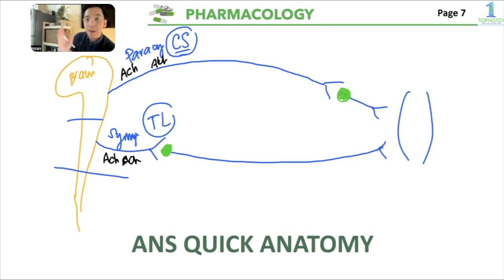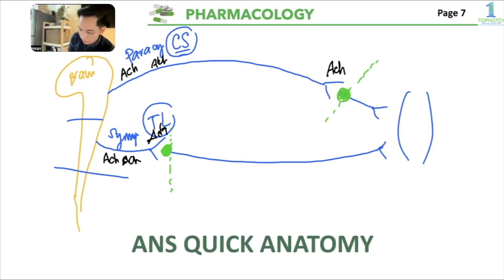Lahat ng before the ganglion ay pre-ganglionic nerves, and yung after nung ganglion are your post-ganglionic na section ng ating sympathetic or parasympathetic nervous system. So pag tinanong kayo ano yung neurotransmitter na primarily seen in the parasympathetic and sympathetic nervous system pre-ganglionic, it's your ACh. Your ACh will be released dito sa synaptic cleft natin.